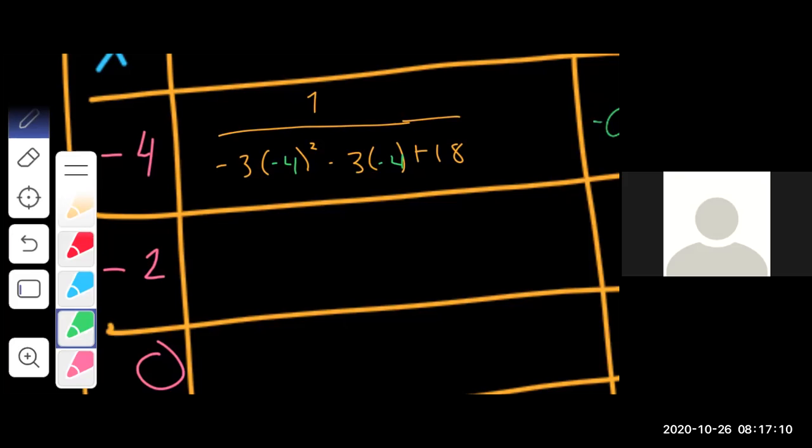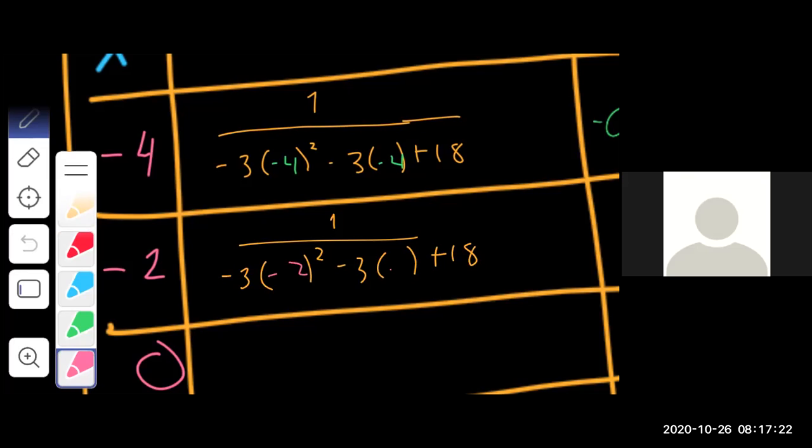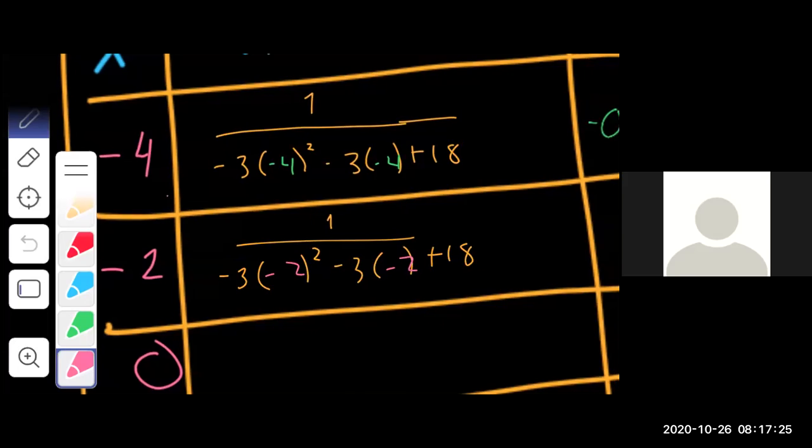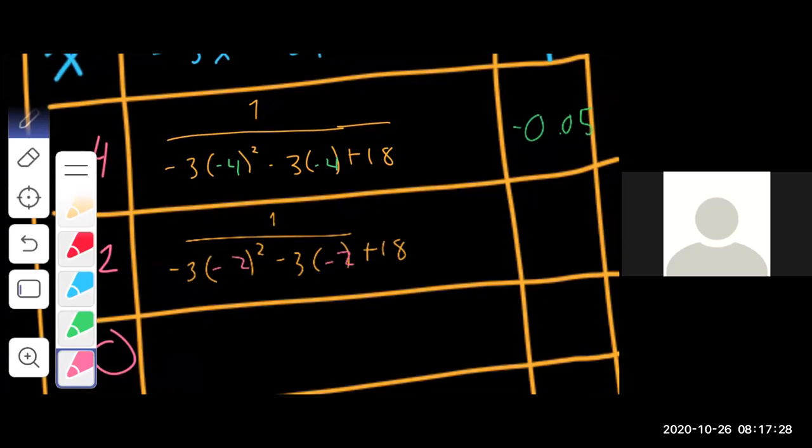Okay, 2, 1 over negative 3 times x squared minus 3 plus 18. Let's substitute these values again. Negative 2, negative 2. I got negative 18. Negative 18. Me too, I got negative 18. Let me check that out. 1 over negative 3, parentheses, negative 2 squared, minus 3, negative 2, plus 18. Okay, I got, guys, 0.08.